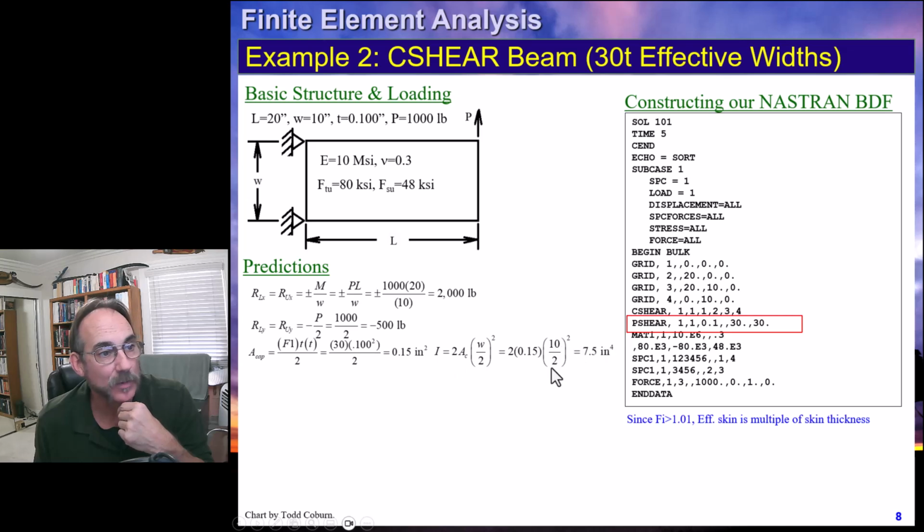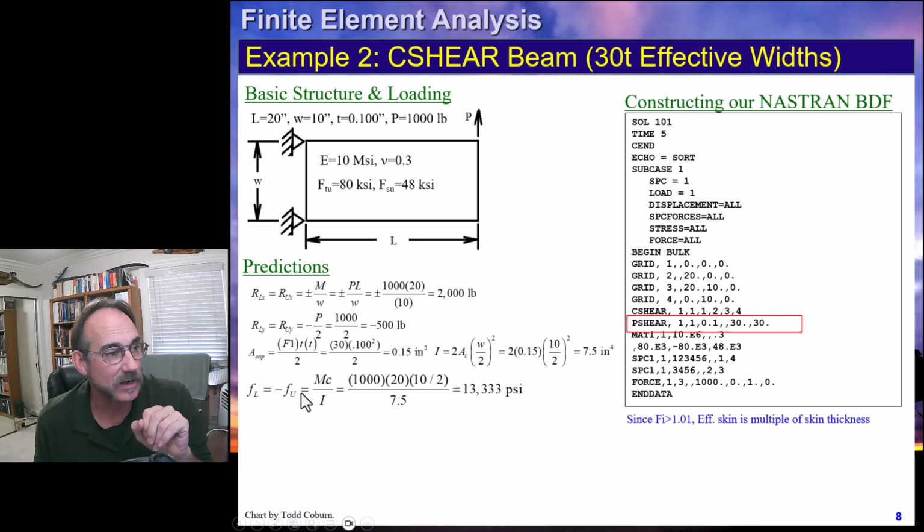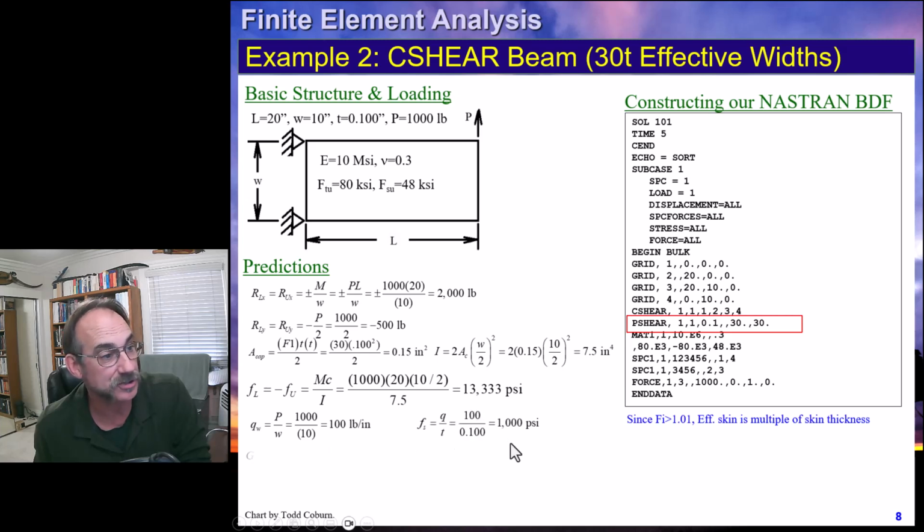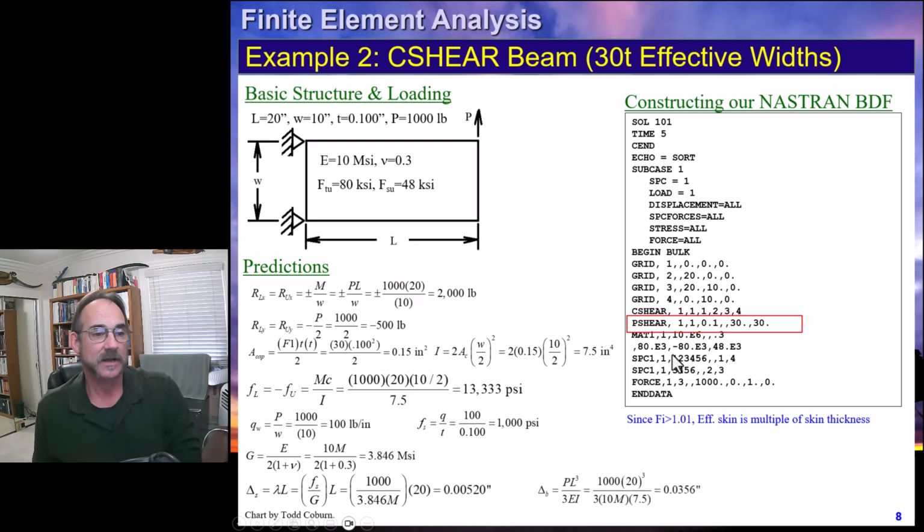Now we can calculate our moment of inertia based on that cap area, which is 7.5. The last one was 25. Now we're 7.5, way less for the effective width. Our lower cap is going to be in tension, our upper cap in compression, MC over I. We have a much different prediction for stress based on the quite different areas we're using. Shear flow is unchanged, shear stress is unchanged, G is unchanged, shear deflection is unchanged, but our bending deflection based on our moment of inertia is now less, which means we would expect a lot more deflection.